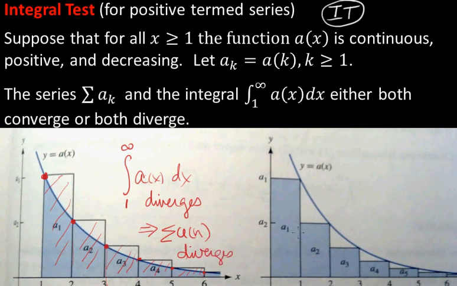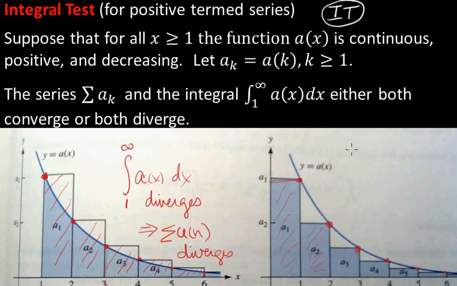Now, if you look at these rectangles a little bit differently, we still have the same points, a of 1, but now I draw a rectangle to the left. It's like a right endpoint sum, but you don't need to think of it that way. Just think a of 1 times 1 is the area of this rectangle, a of 2 times 1 is the area of this rectangle, etc.